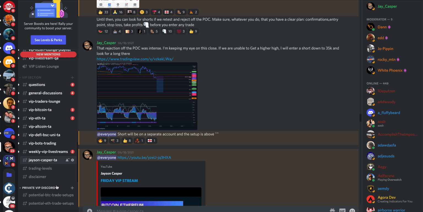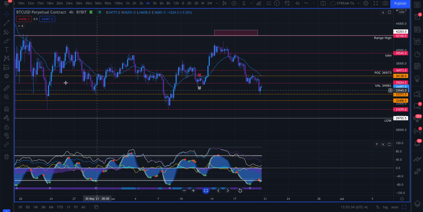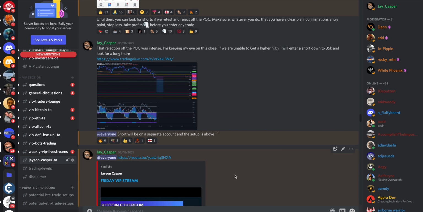Many of you who follow me and follow my channel know that my preferred style of trading is looking for the pivots, looking for the bounces, right? Like this bounce that we got right here off $33.3 thousand. This was a bounce that I've been waiting for.